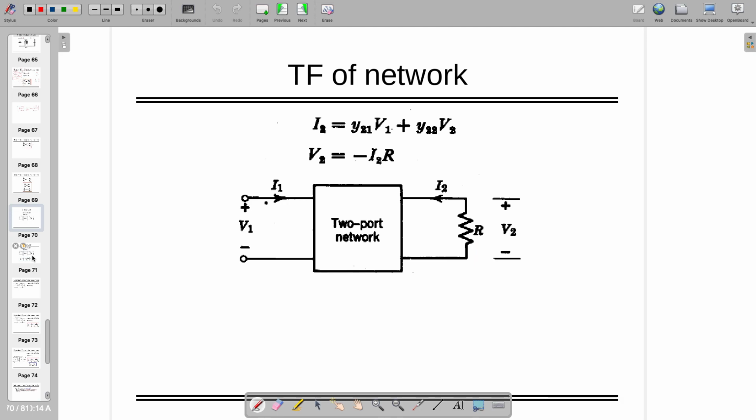One more thing, just for the completion of the chapter: if you want to find the transfer function of a network where the output is terminated with a resistance, this is the real situation. This resistance might be the load resistance. By the way, do you know what the load resistance is, or what is the significance of why we are keeping a load resistance? How do we decide what value of load resistance has to be there?